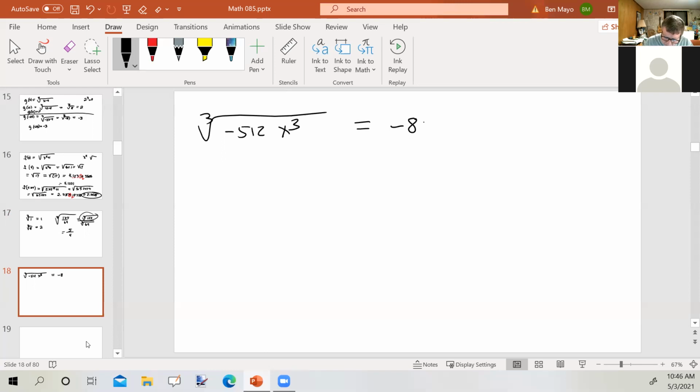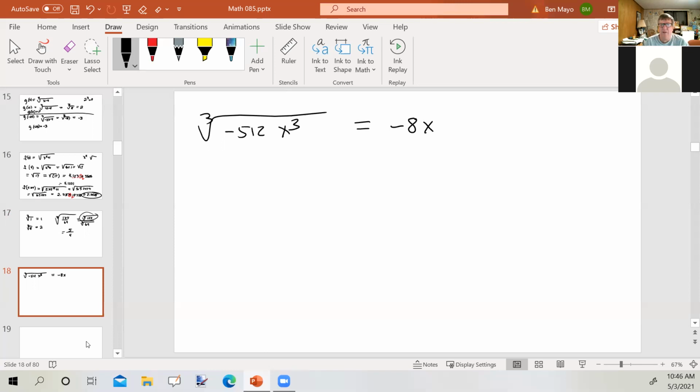And the cube root of x cubed is x. Remember we had all that discussion about absolute value bars. Do I need absolute value bars around x? No, since I'm taking an odd root, it can give me a negative answer. So x could be negative. So I don't need absolute value bars there, all right?